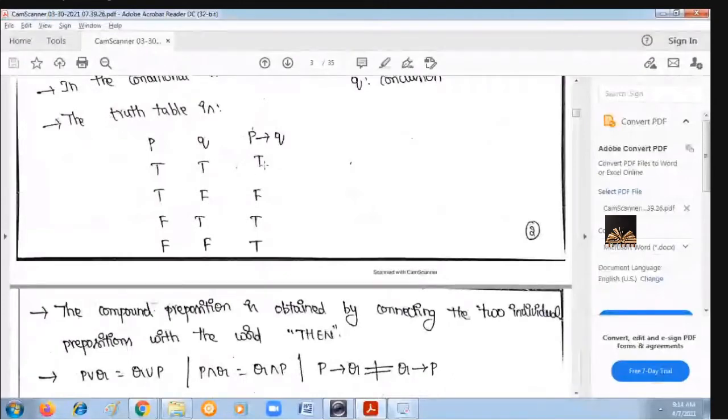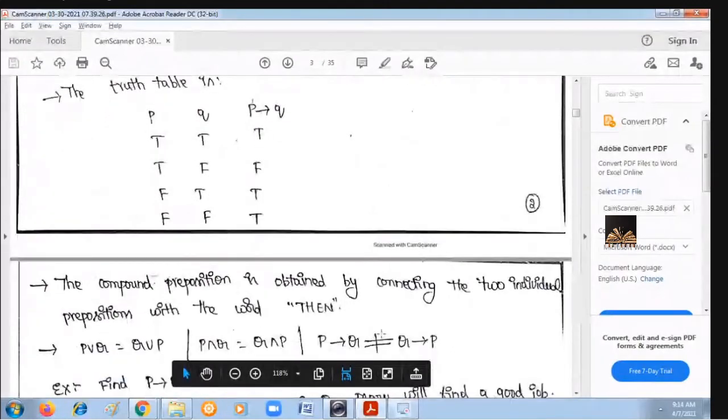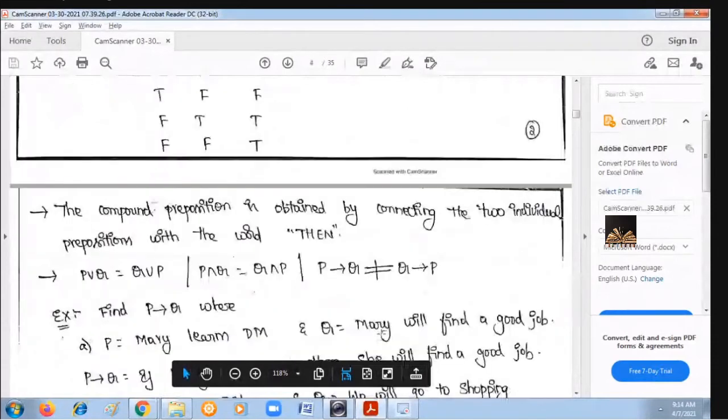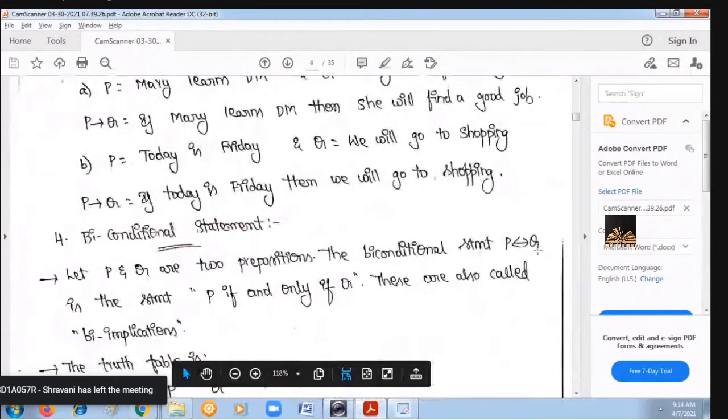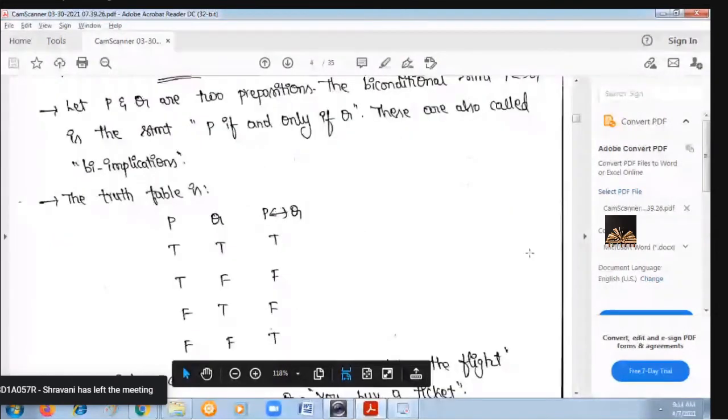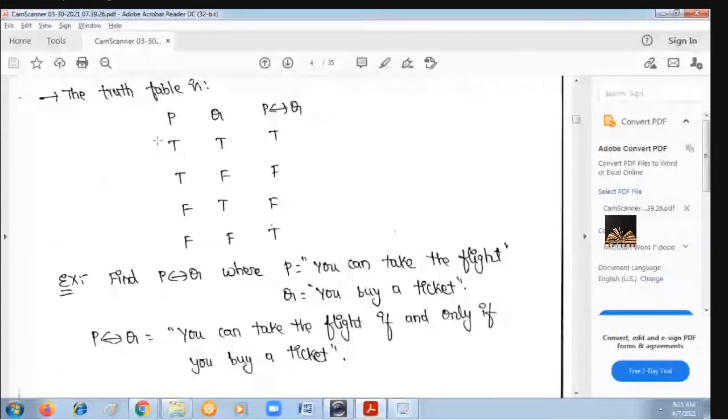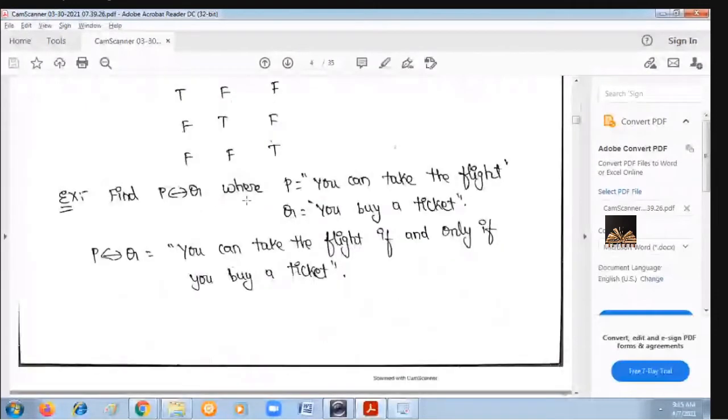And the last connective is the biconditional statement, something like P if and only if Q. When you see the truth table of this, whenever both the values are the same, either true or false, in those cases the result will be true. For true, it is true. For false, also it is true. Both should be the same. In all other cases, the result will be false. Clear? So along with these four, we have negation.